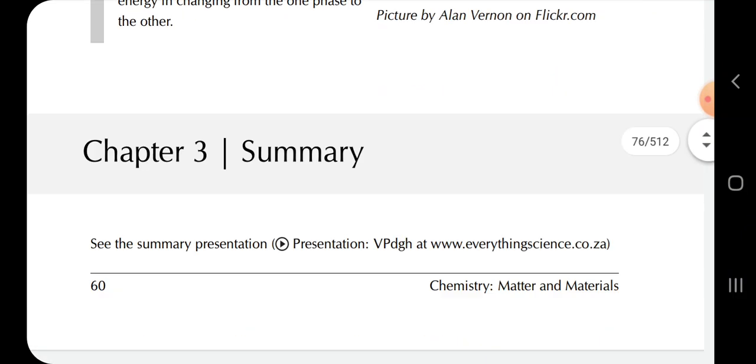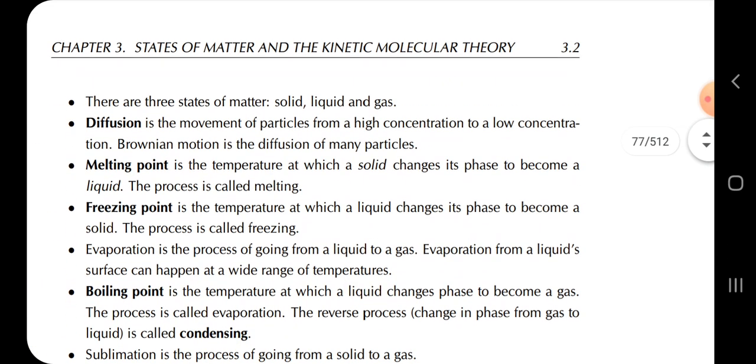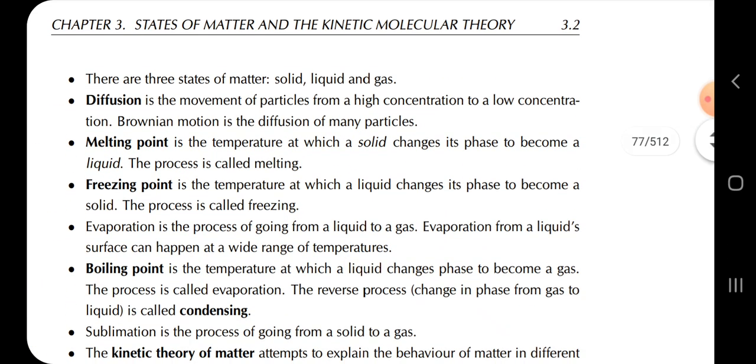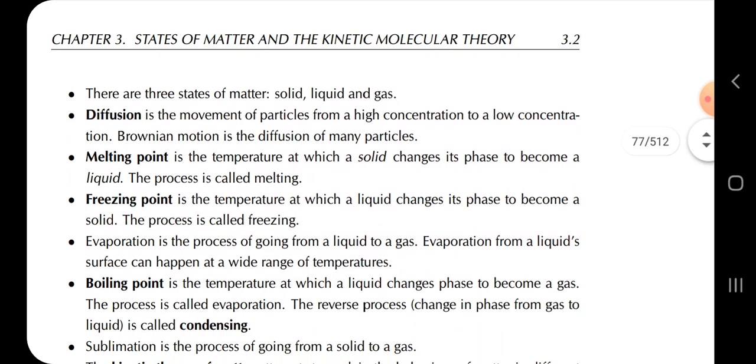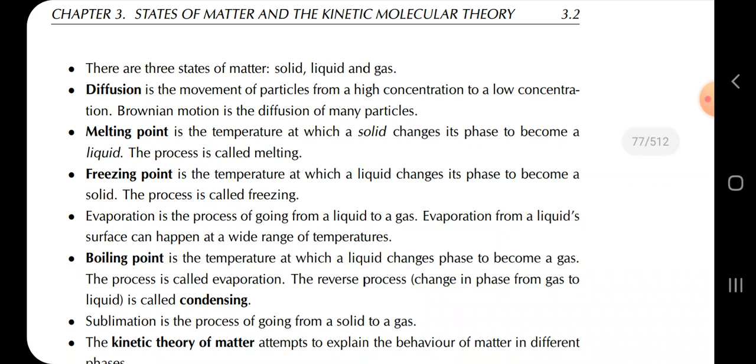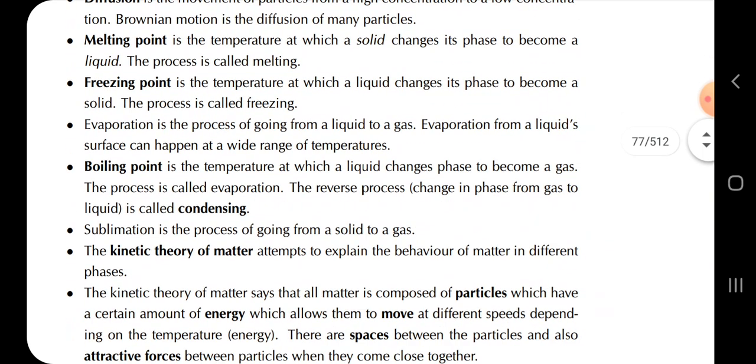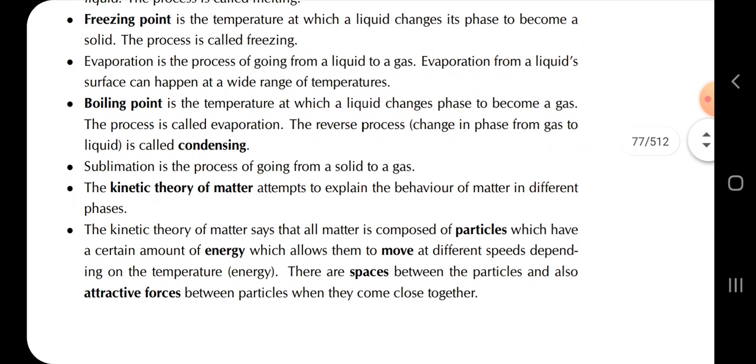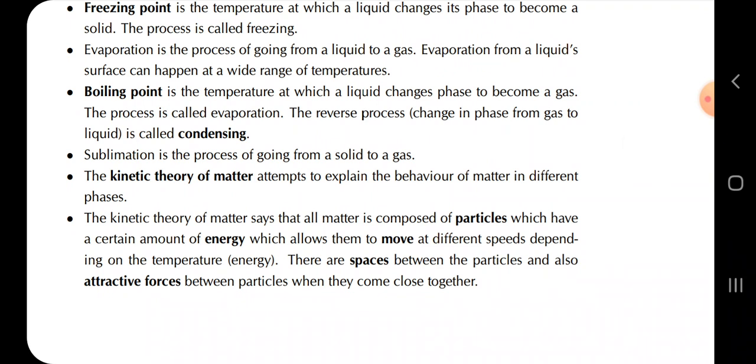Okay, so we did three states of matter, and here is a summary that there are three states of matter: solid, gas, and liquid. We have diffusion, melting, freezing, evaporation, boiling, sublimation, the kinetic theory of matter. And then the kinetic theory of matter says that all matter is composed of particles. So that is a summary.